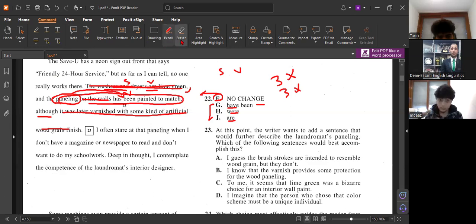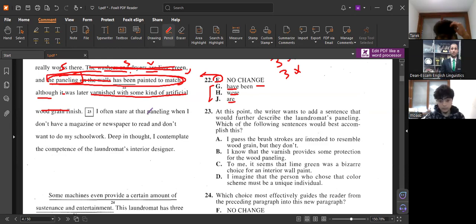Another way is to ask yourself logically, what has been painted to match? The walls. Phrase deleted. So this is your clause. You delete the phrase. Now, what has been painted to match? There is no word except this one, but it is a subject. So there are 3 ways to use the hack: delete the phrase and the clauses, and ask yourself logically what has been done. That's all. Now 23. What's yours, Muad?